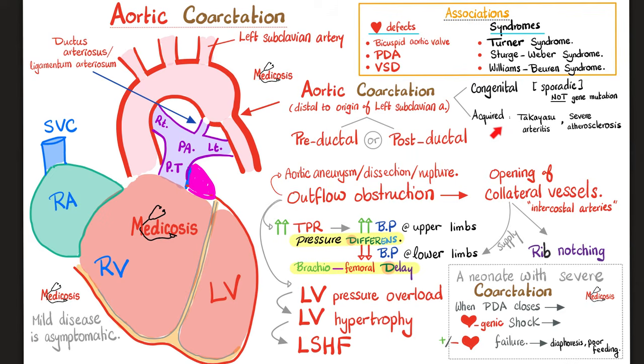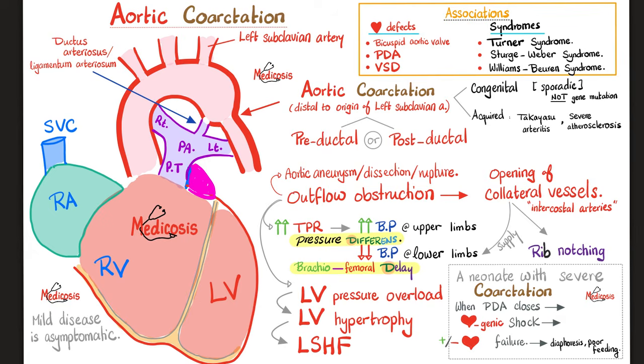But don't forget, we also have acquired aortic coarctation, which means I was born with a beautiful aorta up and down. But later, I acquired a coarctation later in life. How come? Maybe you have Takayasu arteritis. Oh, this one affects the aortic arch big time, and the branches of the aortic arch big time.